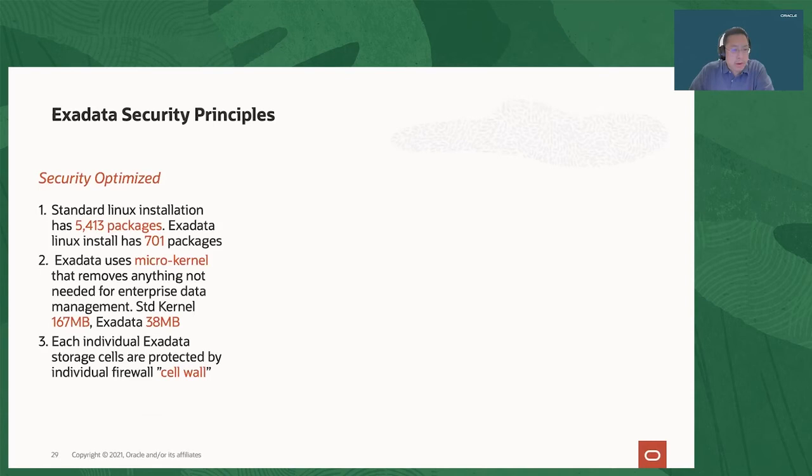Exadata uses a microkernel that removes anything not needed for enterprise data management. So the kernel used on Exadata is quite a bit smaller than a standard Linux kernel as well. Again, trying to reduce the number of places on the system that can be infiltrated. Now, each individual Exadata storage cell is protected by an individual firewall. We call that the cell wall. You can find more information about this in the documentation.